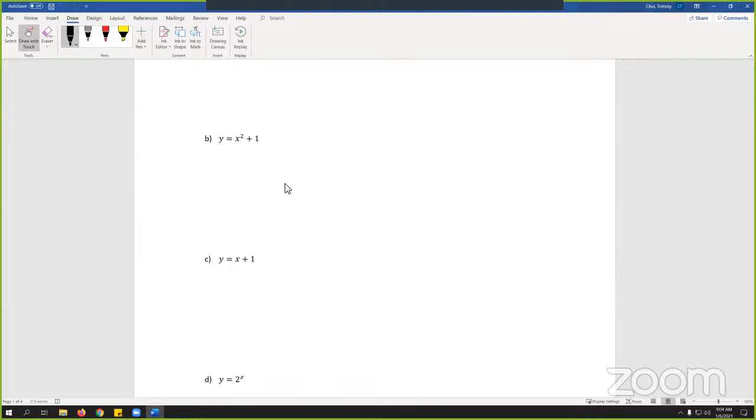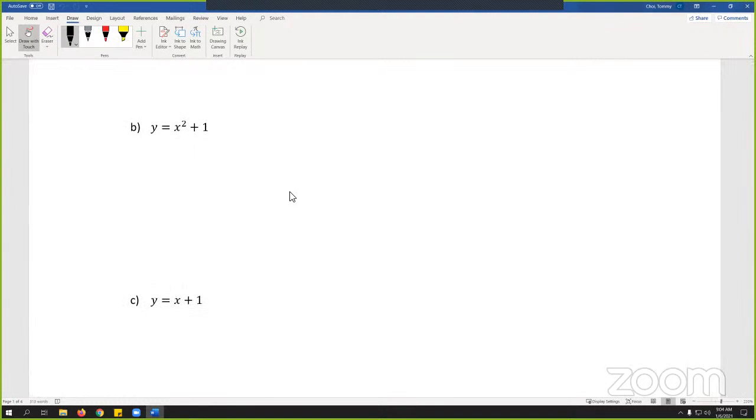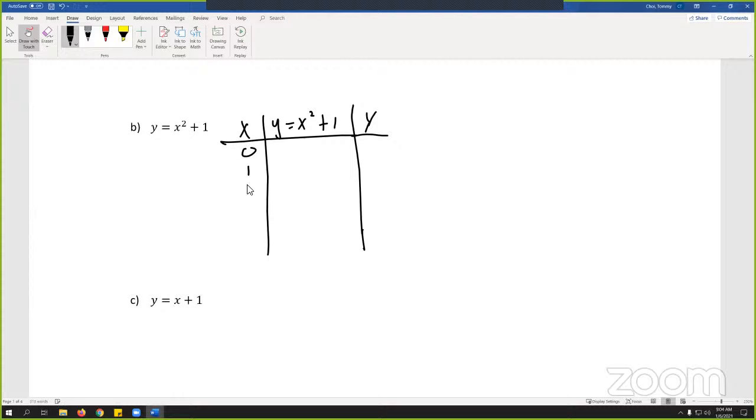If we're creating a table of values for this one, it's just an xy table. And I told you that if you were confused and really needed to solve it, you can make 3 columns instead of 2, just to show your work, if that helps. So for x, I told you to do 0, 1, 2, 3, 4. And then we plug it into our formula.